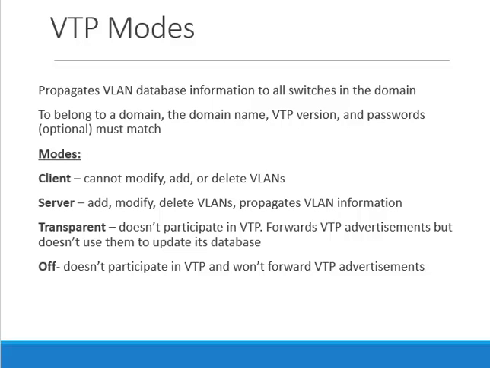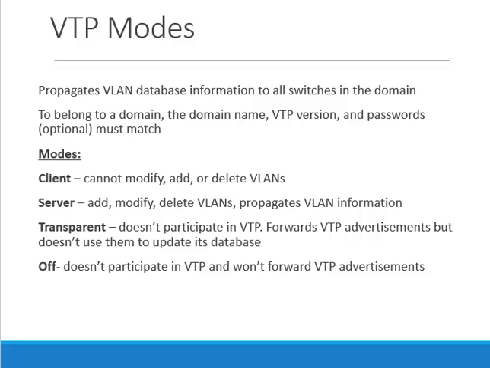A switch can be in one of four modes. Server mode is the default, so by default when you take them out of the box and go to configure, they'll be in VTP server mode. In server mode, that's where you can add, modify, or delete VLANs. So that's where I can make all my VLAN changes, and then that information will propagate out to the rest of the switches within the domain.